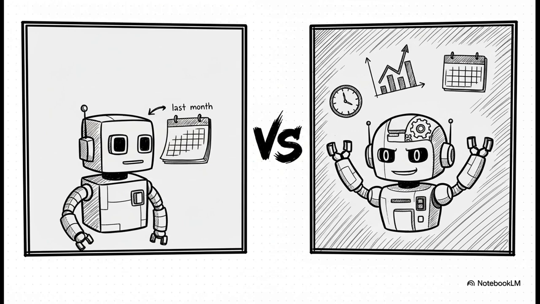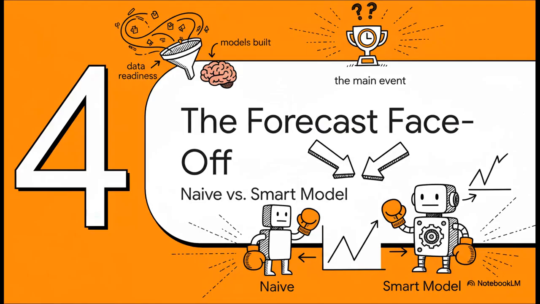In this corner, we have our challenger, the naive guess. This model is, well, it's pretty simple. It just guesses that next month is going to be exactly the same as last month. And in the other corner, our champion, the smart model. It's a random forest model that's going to use all of those awesome new features we just created. Let's see who wins.